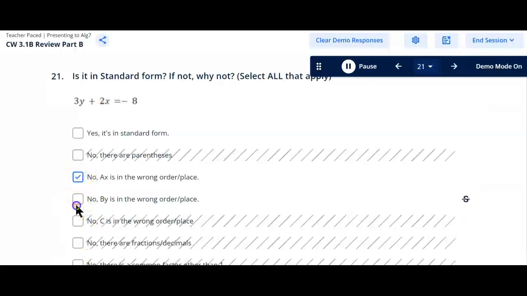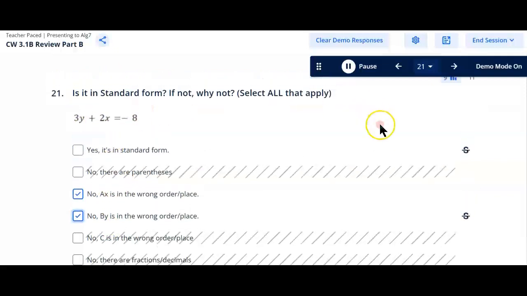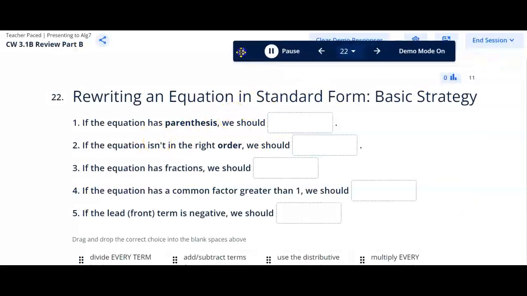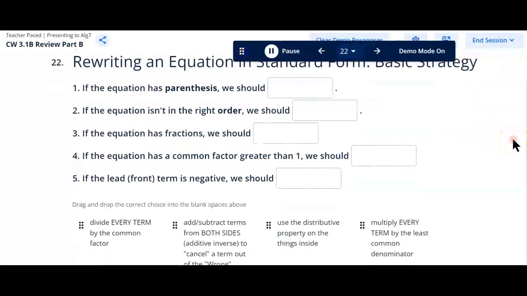So you'll get this one correct by checking both that AX and BY are in the wrong place. They just need to trade. So this would become 2x plus 3y equals -8. All right, number 22. What is our basic strategy for rewriting an equation in standard form?